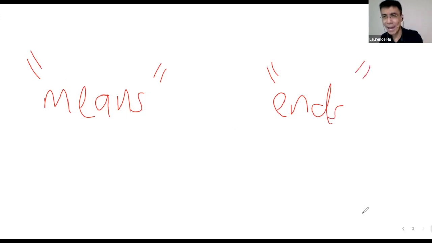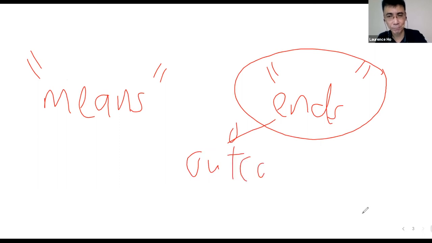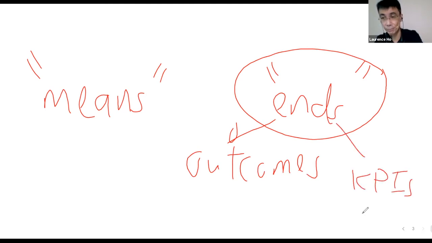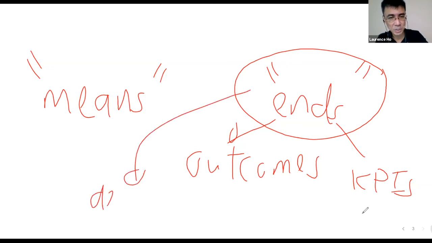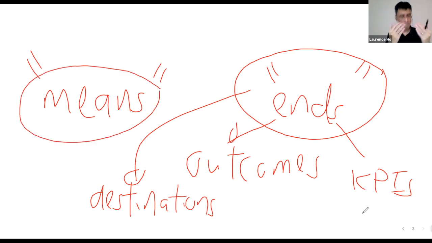Now, when we talk about ends, we are basically talking about outcomes. For those of us in the corporate world, we're talking about KPIs. We're talking about destinations. Right? So those are under the umbrella of ends. So, how then do we define means? Well, means basically refers to the vehicle. Means basically refers to the how. The how to get to the destination. The how to achieve the outcomes. The how to accomplish the KPI. So the means here refers to the how.